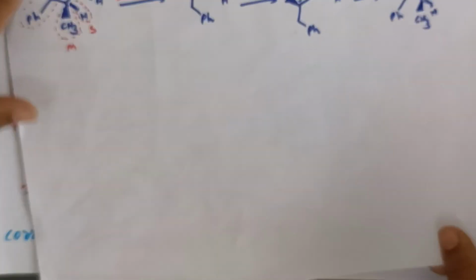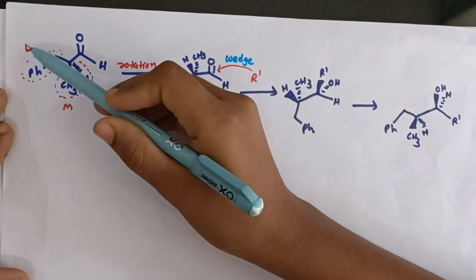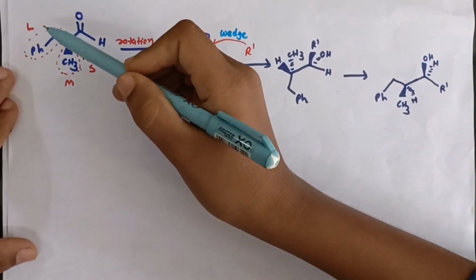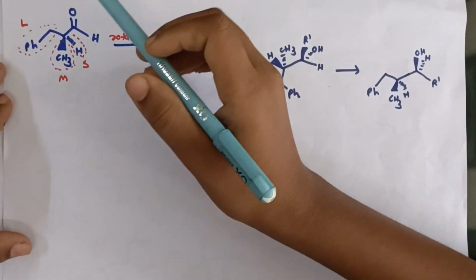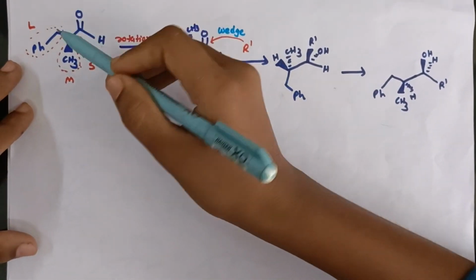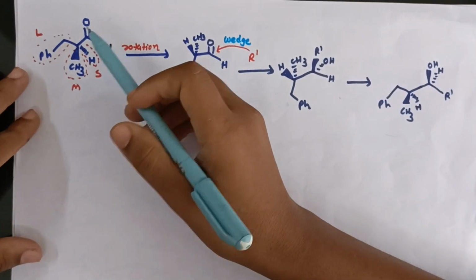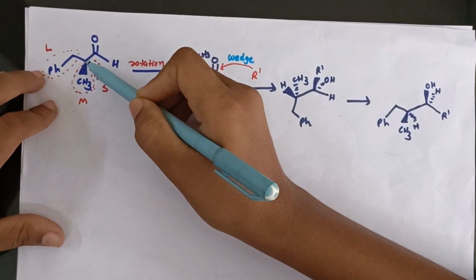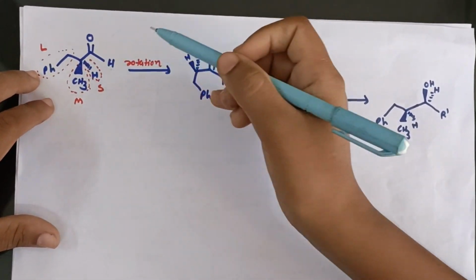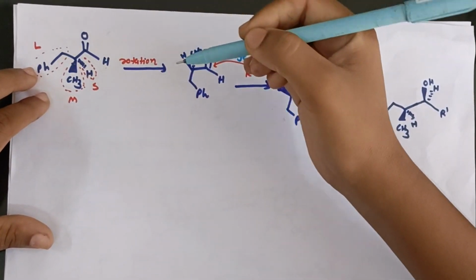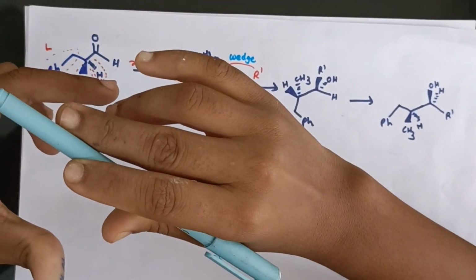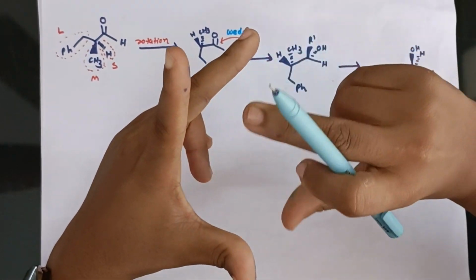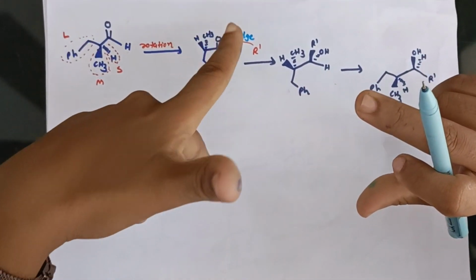Now another short trick: according to Cram's rule, the large substituent and the carbonyl are opposite to each other, but here in the starting material the large substituent and carbonyl are on the same side, it means the cis structure. That means this chiral center rotates, and the large substituent is on the below side. This is the large substituent, this is the medium substituent and this is the small substituent. Now rotate, and the large substituent is below the plane.